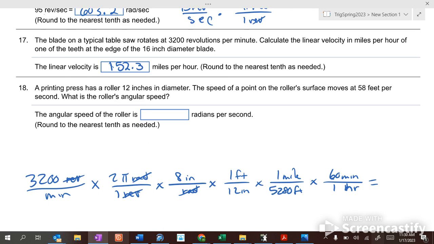Okay. A printing press has a roller 12 inches in diameter. The speed of a point on the roller surface is 58 feet per second. What's the roller's angular speed? We want radians per second. So I have to change feet to inches. So I know there's 12 inches in 1 foot.